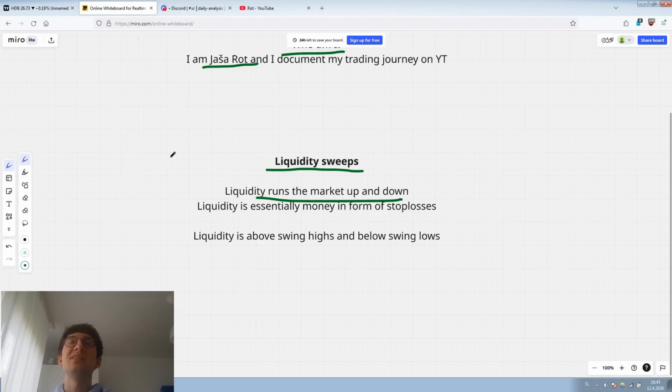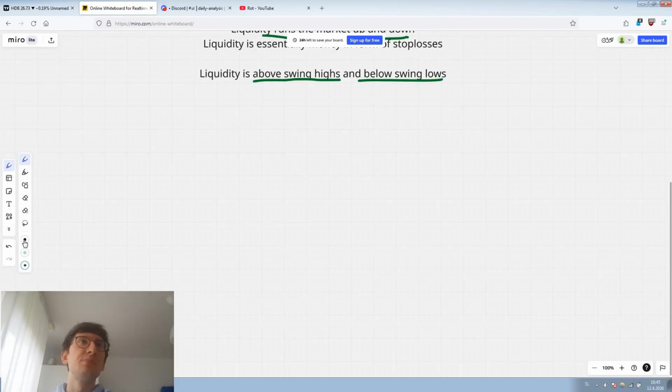And how do we know where the liquidity is? Above swing highs and below swing lows. This is the reason why, in the previous episode, we identified highs and lows, because right now we are going to use them. So what is then a liquidity sweep? It's simply the following situation.